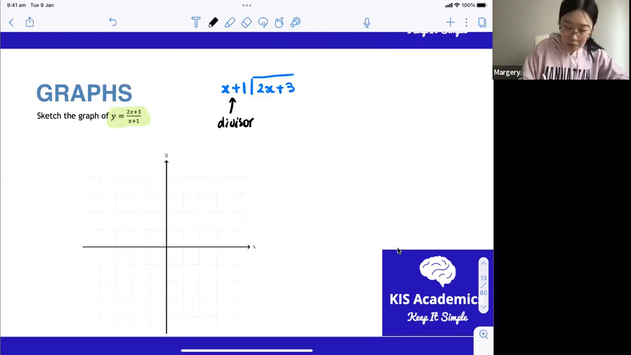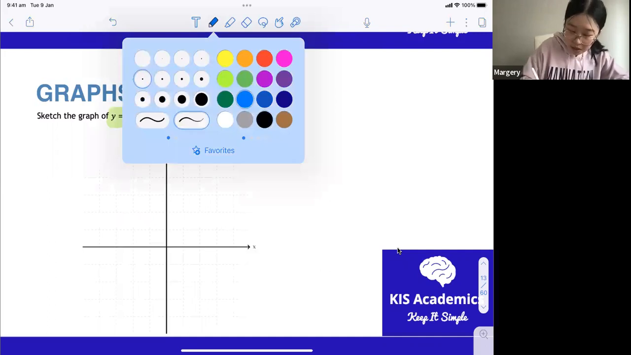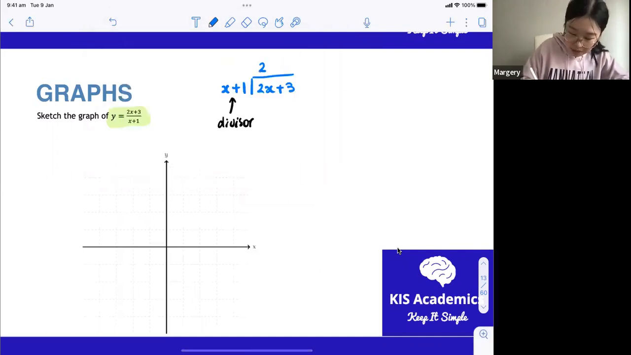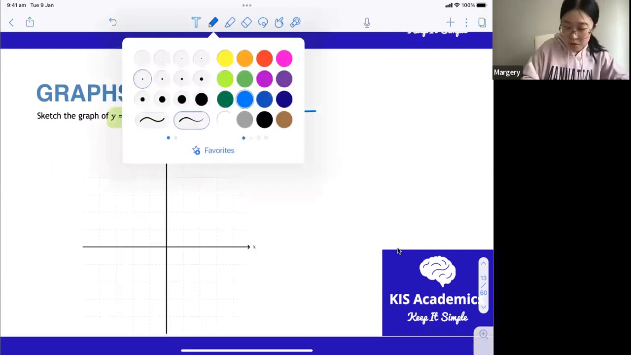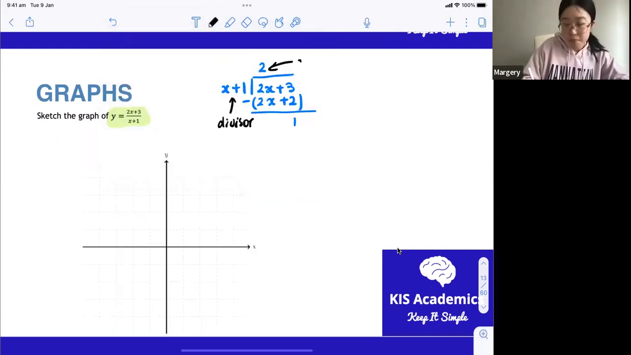Whatever we get in here, if I want to divide this, I now have 2 here because I get 2x plus 2, and then subtract these two from each other to get 1. So my 2 up the top is called our quotient. And the 1 down here that I'm left with at the end is called my remainder.